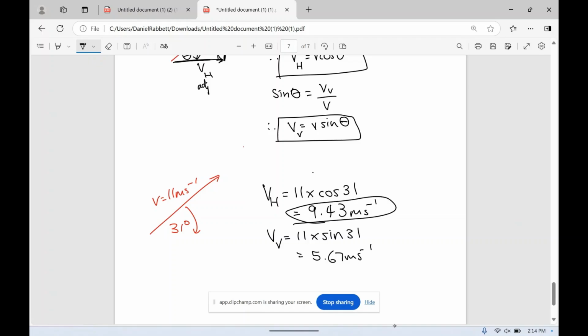So that's my horizontal component, that's my vertical component. Given that the angle is less than 45 degrees, it would make sense that the horizontal component should be bigger, given that it's going across more than it's going up. If it was the other way around, if it was more than 45 degrees, then we would see the vertical be more than the horizontal. So hopefully that will help you get a good understanding of the basics of the components of velocity.